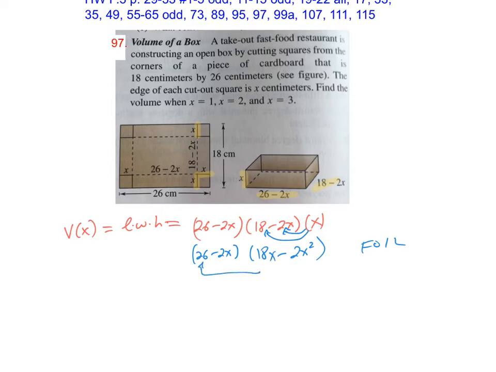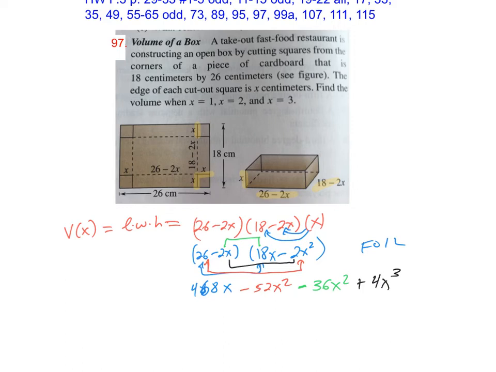So we'll have 26 times 18x, which is going to give us 468x. Then we're going to do the outer terms. That'll be 26 times negative 2x, which will be negative 52x squared. Then the inner terms, negative 2x times 18x, which will be negative 36x squared. And then finally, we'll multiply the last two terms, negative 2x times negative 2x squared, which will be plus 4x cubed.